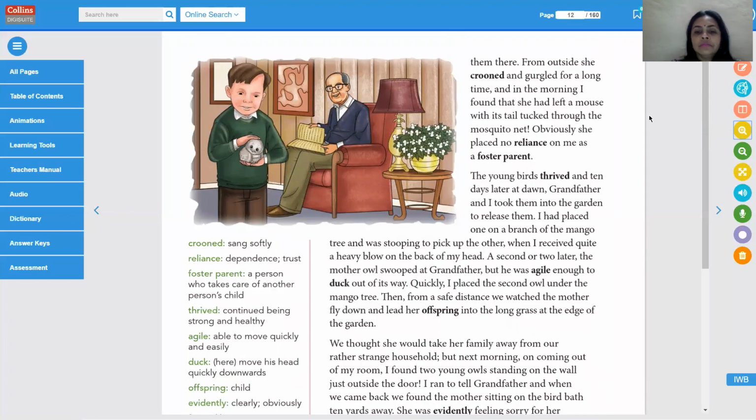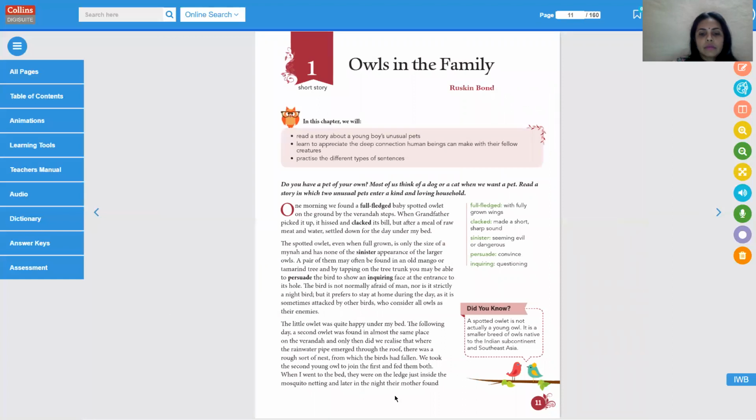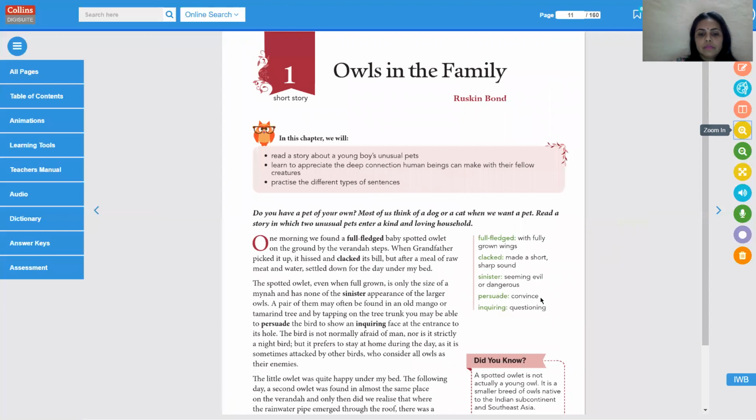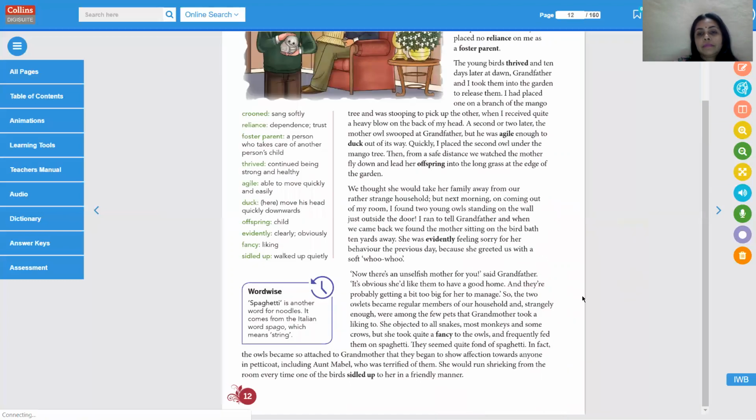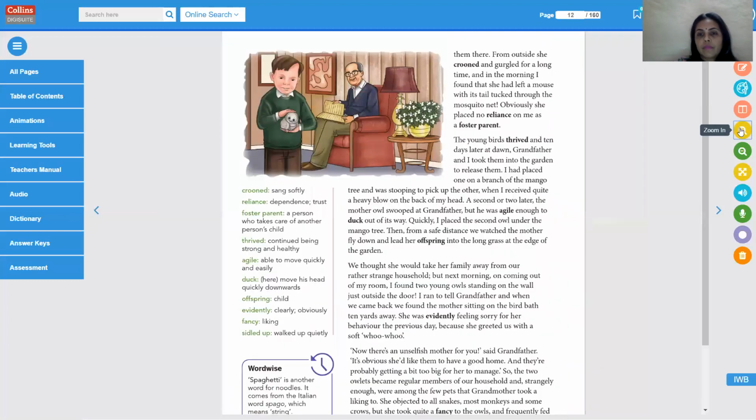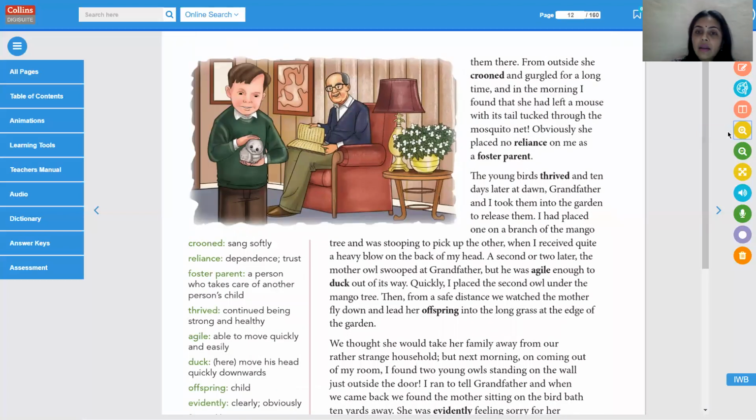Okay, can you see it now? What was there on the first page? Yes, when I went to bed, they were on the ledge just inside the mosquito netting, and later in the night, their mother found them there. And what happened? They were near the ledge of that net, and why were they there? Because later in the night, their mother found them. Because then they went with their mother.